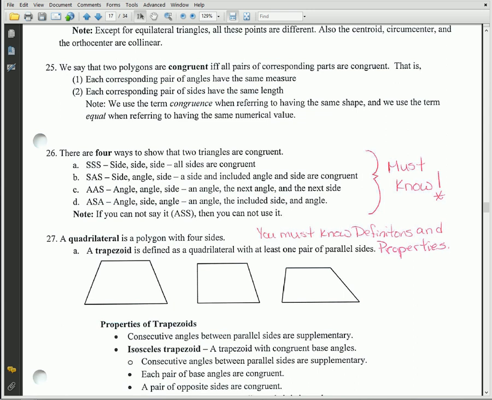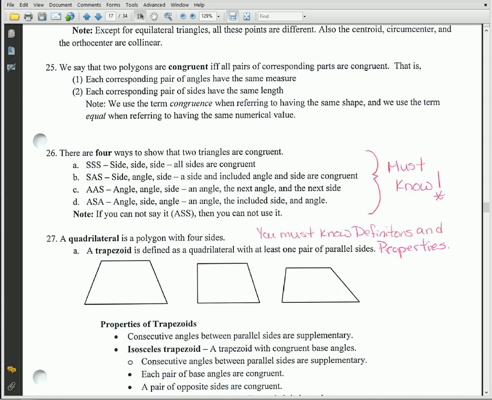Now we have 4 ways of showing that triangles are congruent. Side, side, side, so that means that all the sides are congruent. Side, angle, side, so that means a side, then the angle in between two sides, the second side. So if I have two sides congruent and the angle in between the two congruent, then the two triangles are congruent. Angle, angle, side. So if I have an angle, then another angle, then a side congruent, then the two triangles are congruent. Or angle, side, angle.